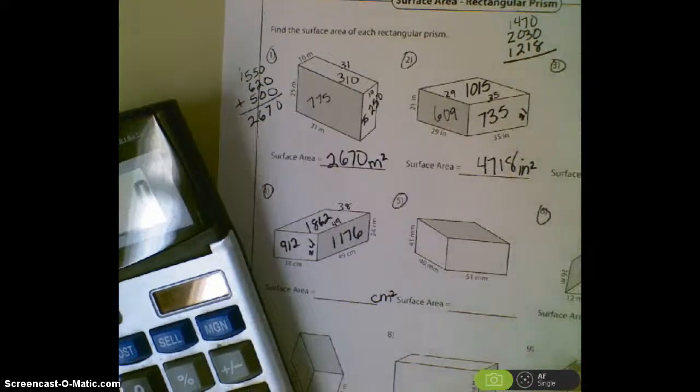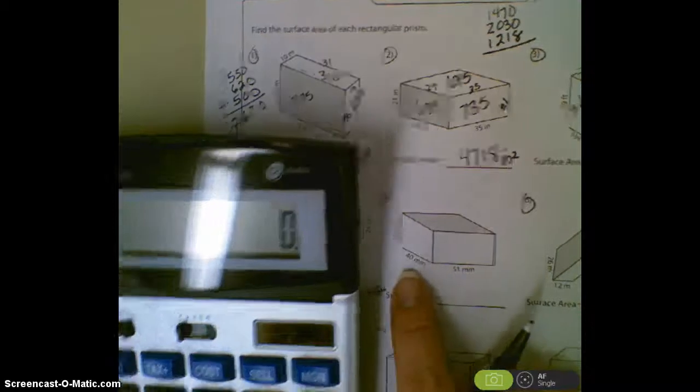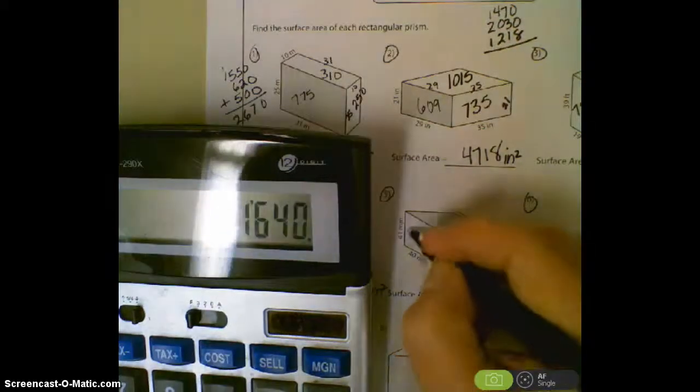And number 5, getting down there, 2 left. 40 times 41. It's going to equal 1,600.